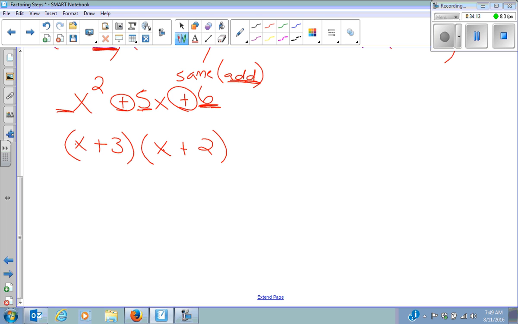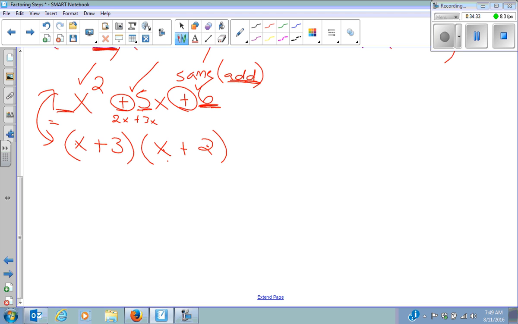Now check it out. What's X times X? X squared. What's X times 2? 2X, so I got to hold that. What's 3 times X? What's 2X plus 3X? Check, isn't that what I wanted? And 3 times 2 is? Are these two things equivalent?